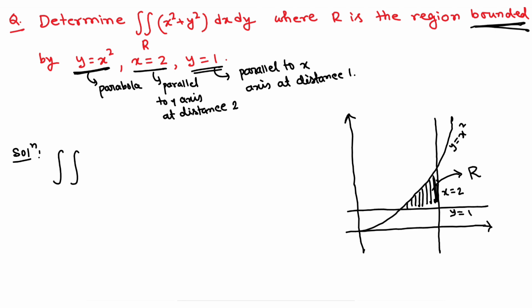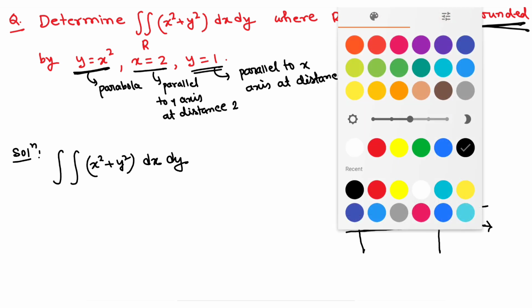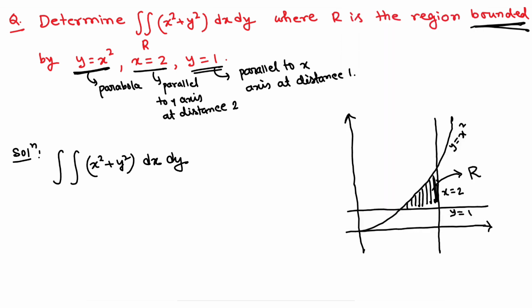Double integration. Okay, x square plus y square dx dy. So first let's take the integration of x. Integration of x means left to right. So from this to this, left to right means this curve, this is the boundary, this curve to this curve. Yes or no? Left to right, that means the limit of x is equals to, this curve is y equals to x square.